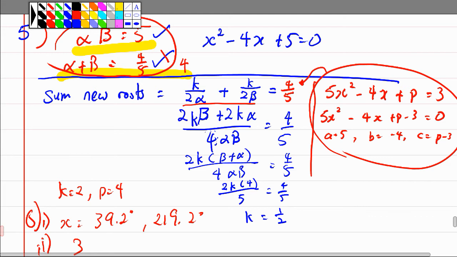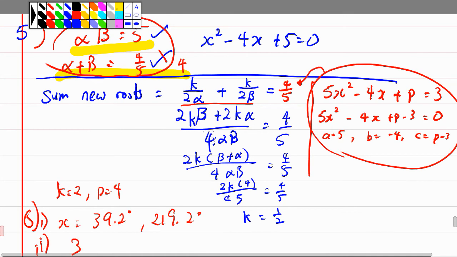Right? K is not half, man. Yeah, 4 times 5. 4 times 5. Oh, there's a 4 here. There is 2. Sorry. Okay, so K is 2.